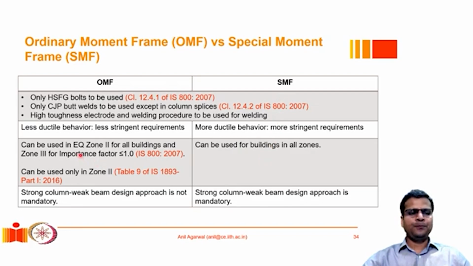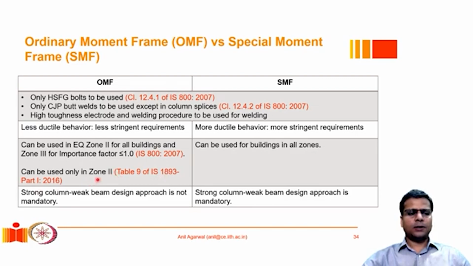For example, ordinary moment frames can be used for resisting earthquake loads only in earthquake zone 2, the zone which has the least earthquake risk in India. IS 800 mentions that OMFs can be used in zone 3 buildings also, as long as the buildings have an importance factor of less than or equal to 1, that is, not very critical buildings. For all other buildings, that is in zone 3 with importance factor greater than 1, or in zones 4 and 5, we should always use only the SMF.